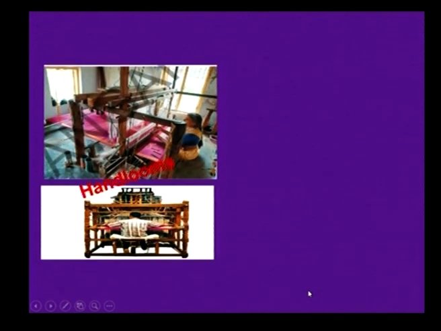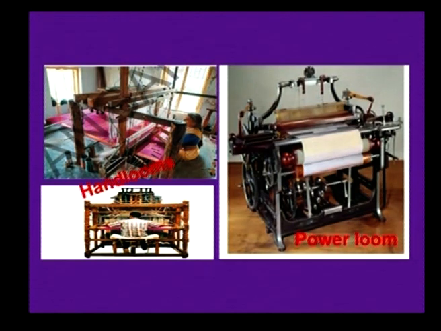In olden days, hand looms were used to make fabric from cotton yarn. Nowadays, power looms have come into existence.